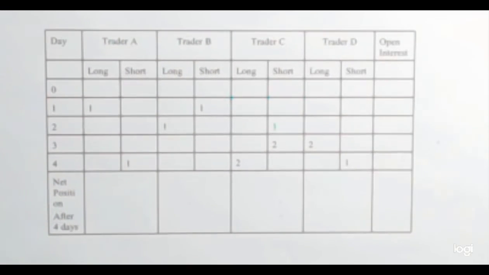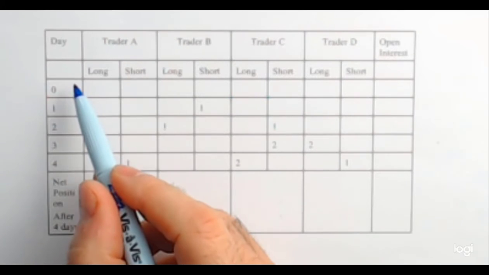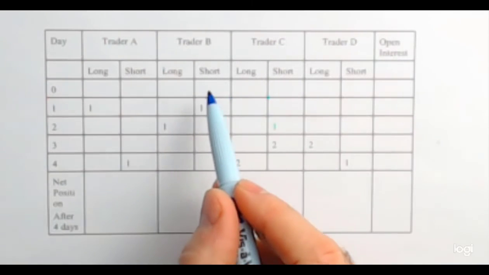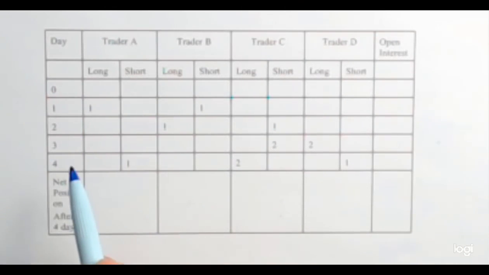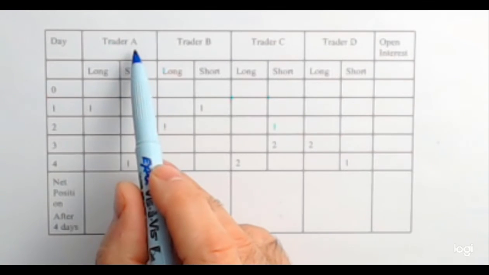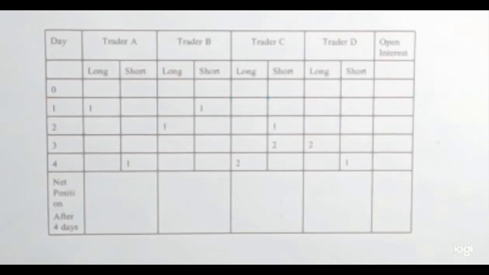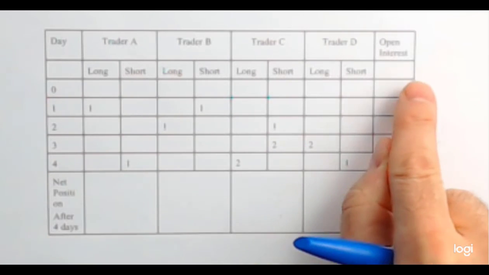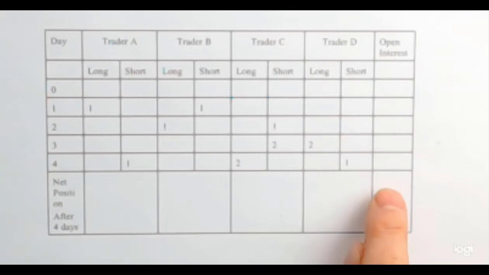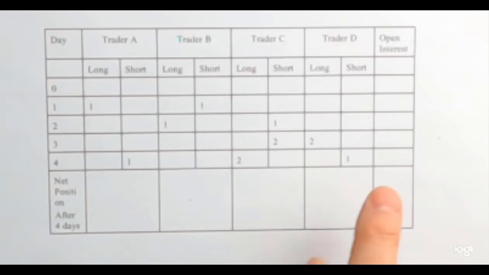So here is the problem. We start off at day 0. There are no positions, just blanks all the way across. Then we have day 1, day 2, day 3, day 4. We have 4 traders, A, B, C, and D, and they're going to trade amongst each other. They're going to take either long positions or short positions, and I have the number of contracts laid out here. Our goal is to figure out what the open interest is each day down here, and then what the net position overall is for each of the traders after 4 days. What position do they have?